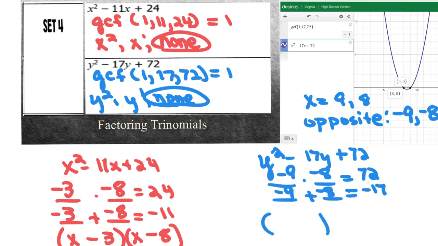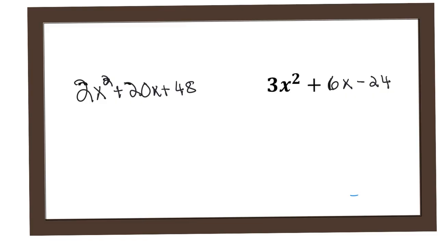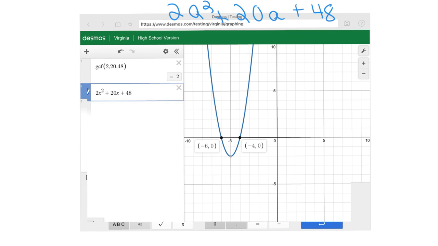Therefore, my answer, two parentheses, to get y squared is y times y. It's negative 9 and negative 8. All right, this one looks a little bit different. Instead of just an a squared, a 1 in front of a squared, there is a 2. So when I did my GCF, I found that the GCF was 2.